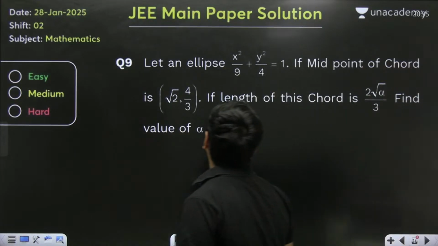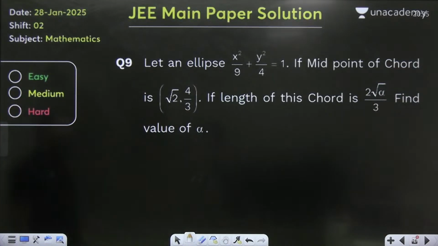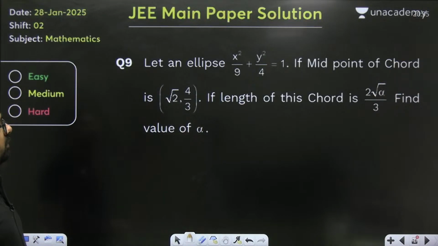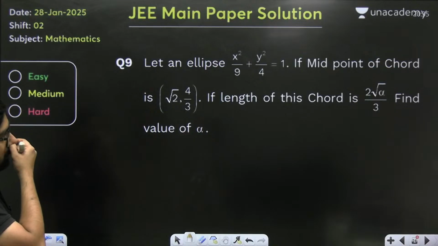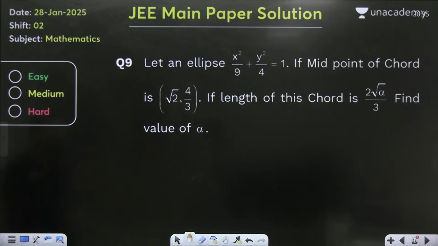Let an ellipse be x square by 9 plus y square by 4 equal to 1. One more question is there. If the midpoint of a chord is given to you and the length of the chord is also given to you, the midpoint of the chord is given and the length of the chord is also given. So how can you find alpha?